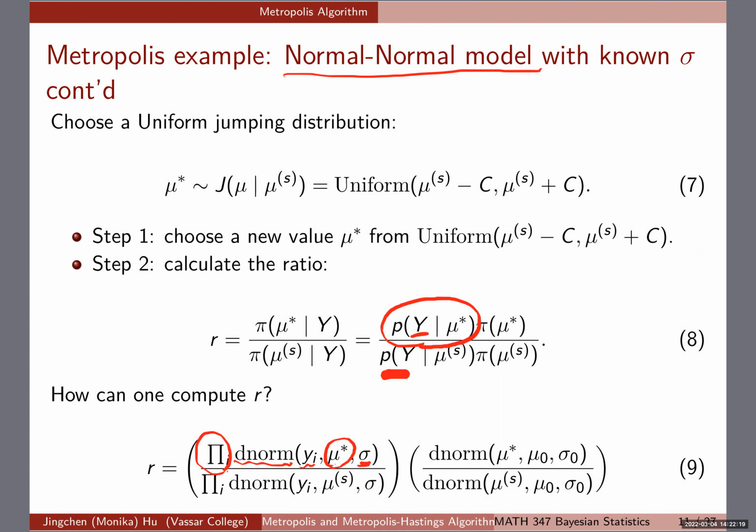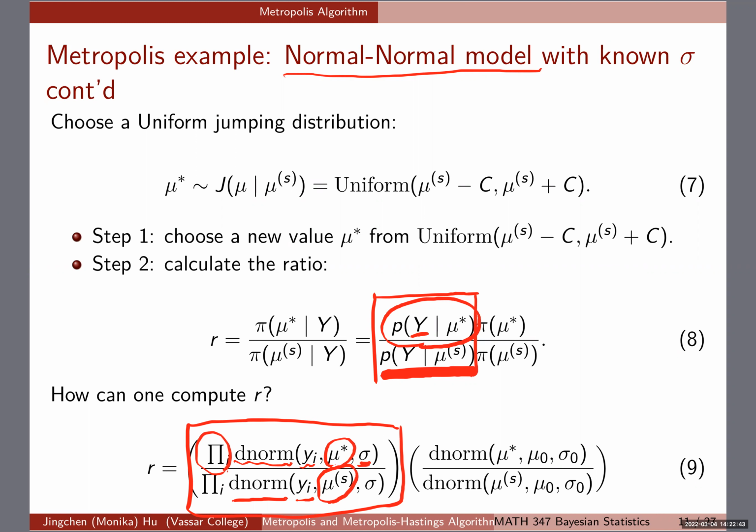Similarly, for the denominator, when you're looking at the likelihood, you will also use dnorm, evaluate each of the yi, and you're specifically evaluating at mu s, because you're evaluating p(y | mu s). So the first part in the box corresponds to how you evaluate this part.